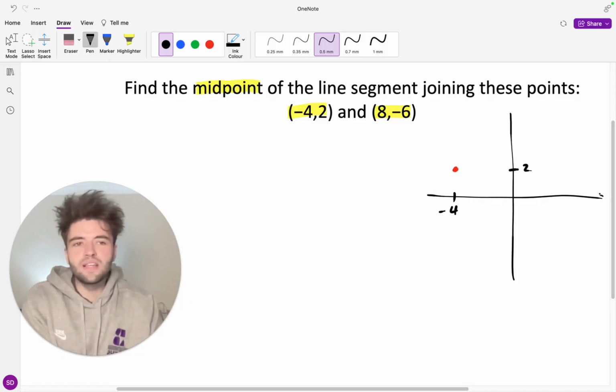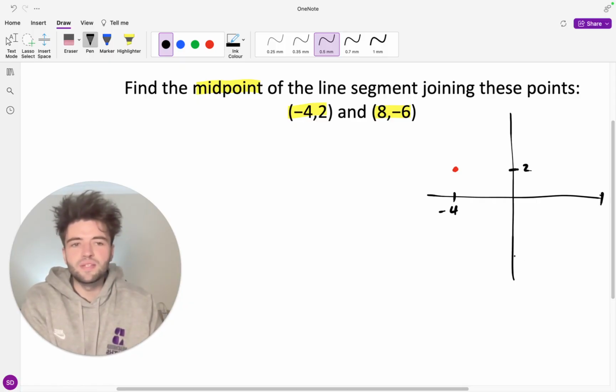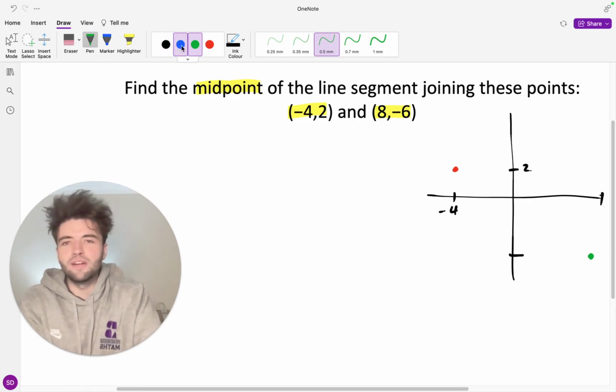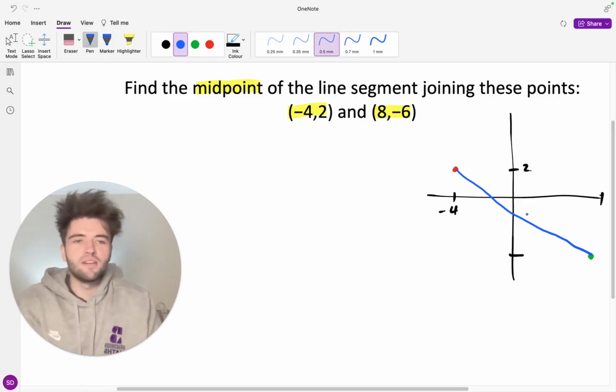And we have the point 8, minus 6, which we're going to say is roughly out here and then down somewhere on the y-axis. So we'll say it's over here. And that point is going to be down here in green. And so basically what we're trying to do here is if we join these two points, we'll just join our red dot down to our green dot. We're basically looking for the midpoint on this line or this line segment. So that's going to be somewhere in here. We'd expect it to be pretty close to the y-axis and kind of just underneath the x-axis as well is what I'm going to guess.